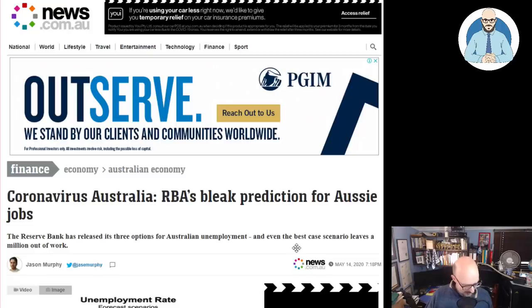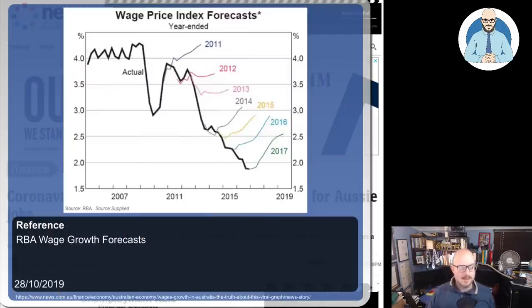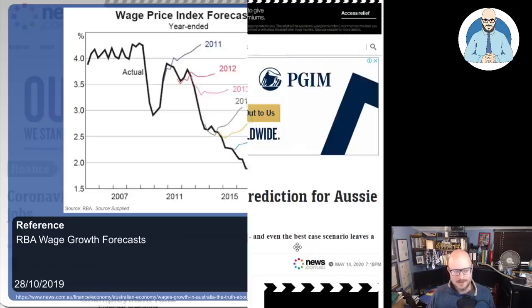Now, a chart that I show off all the time is this one here. What it's to do with is the RBA's wage price index forecast and their fantastic ability at predicting the future. What do you reckon, guys? I'm sure next time, maybe 2020, they'll be right. They'll have to be right.